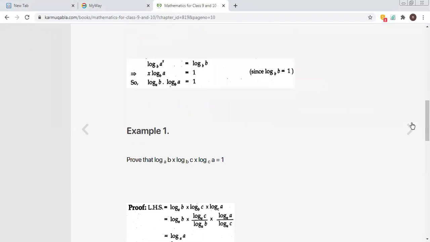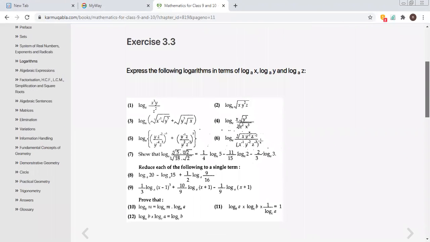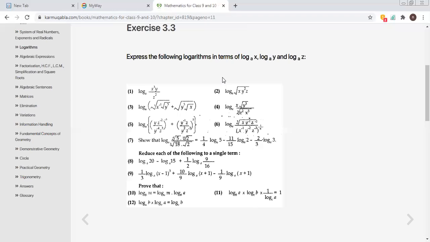Just a second. Yes, here is our exercise. Express the following logarithm in terms of log a of x, log a of y, and log a of z. It means we will simplify the terms, and you can see that question number 1 is in fraction form.